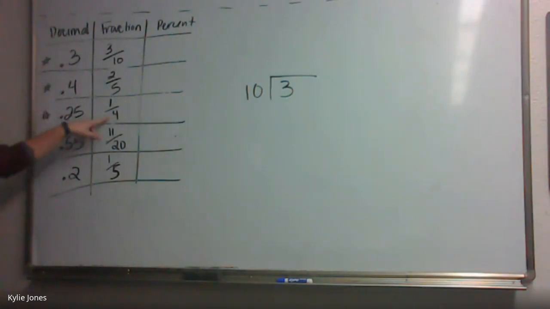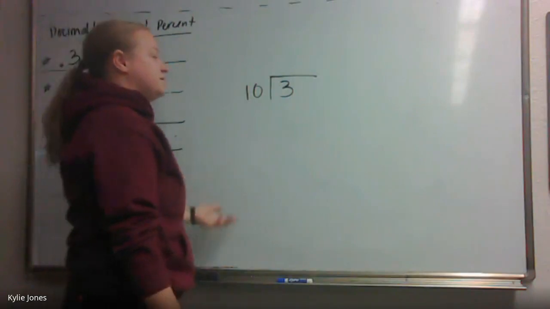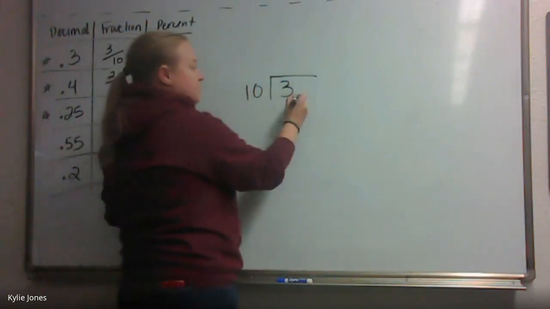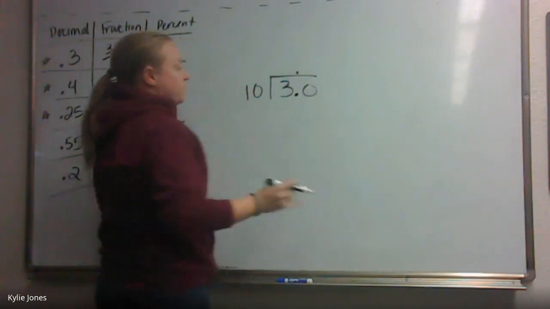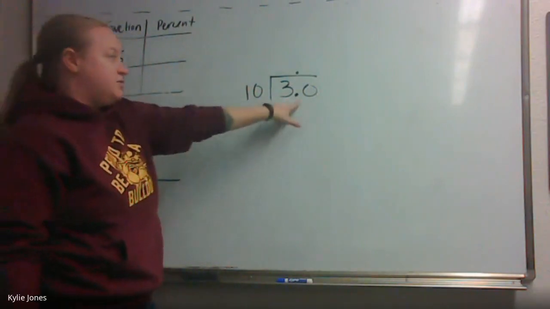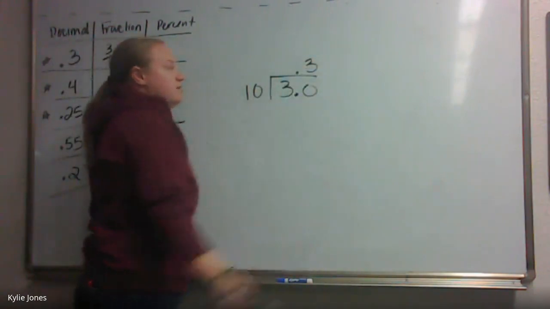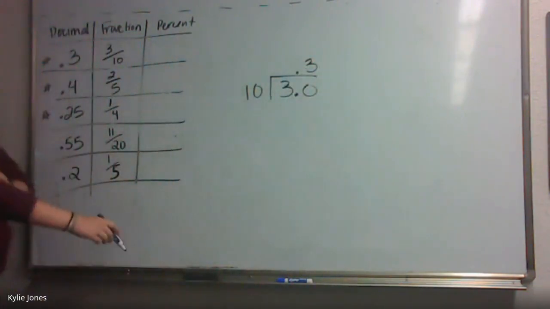But if you look at 1/4... No, I mean the ones that are only over 10. Yeah, if they're over 10 or over 100, you can say it and it's the same answer. So if we were to do 3 divided by 10 to get our decimal, you add your decimal and a 0. 10 goes into 30 3 times, so you get 0.3 there.